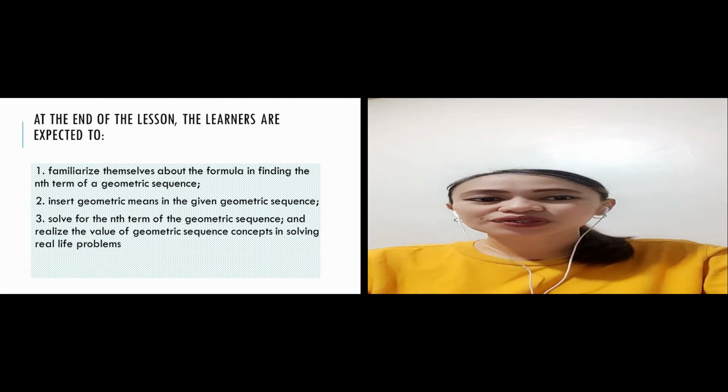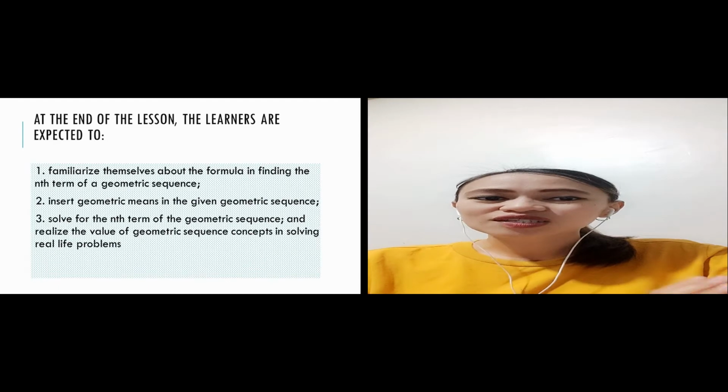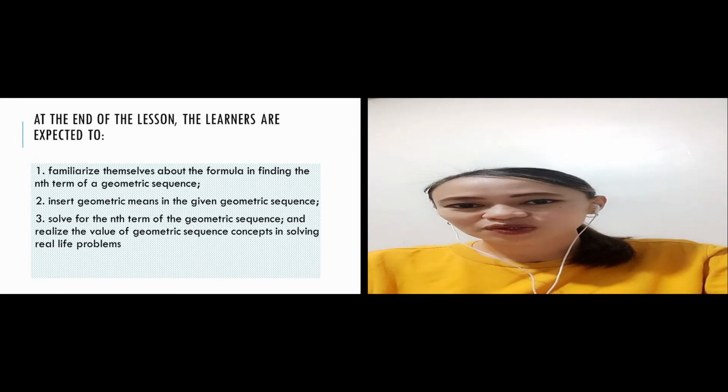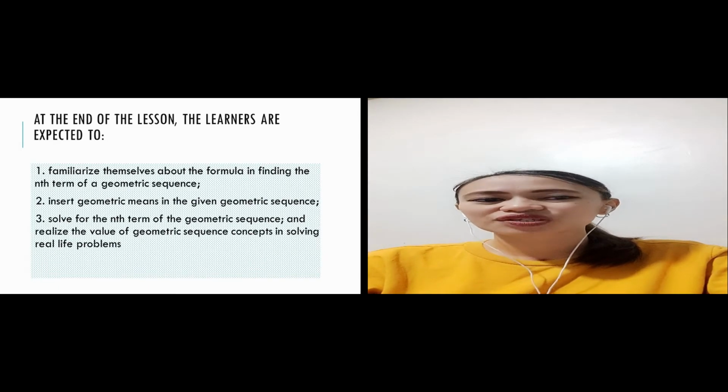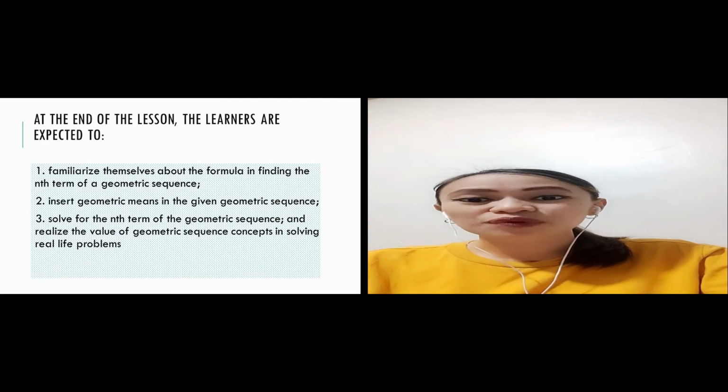2. Insert geometric means in the given geometric sequence. 3. Solve for the nth term of the geometric sequence and realize the value of geometric sequence concepts in solving real-life problems.